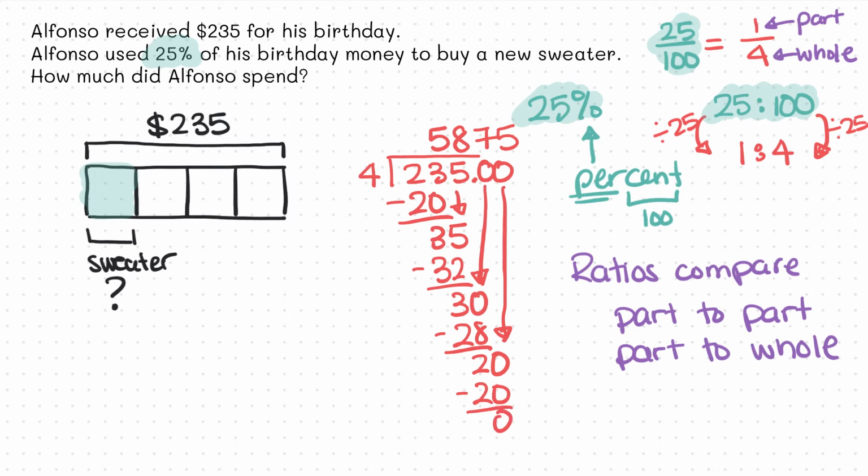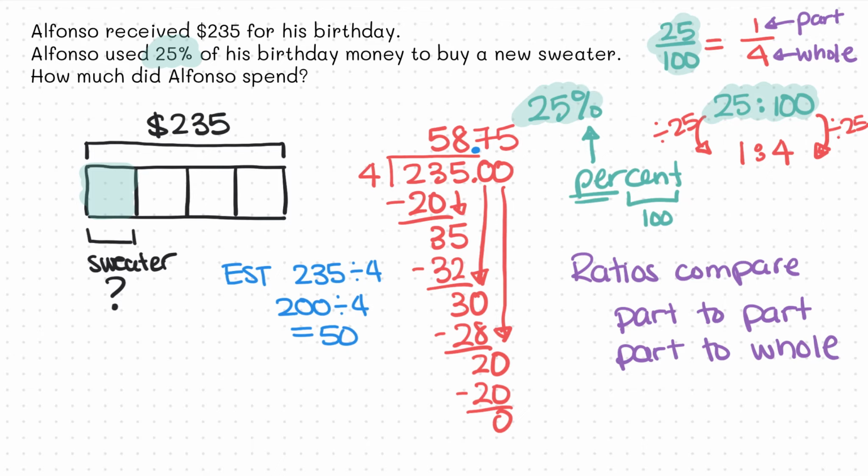So here I can see that from that division, I got 5875. However, remember, we want to do a little bit of estimating here to figure out where the best place is for our decimal. So if I estimate here, I was trying to do 235 divided by 4. I'm just going to round that to 200 divided by 4. And if I estimate that, that's going to be close to 50. So that means if I'm trying to think about what place makes the most sense for my decimal, it's going to be 58.75. So how much did Alfonso spend?